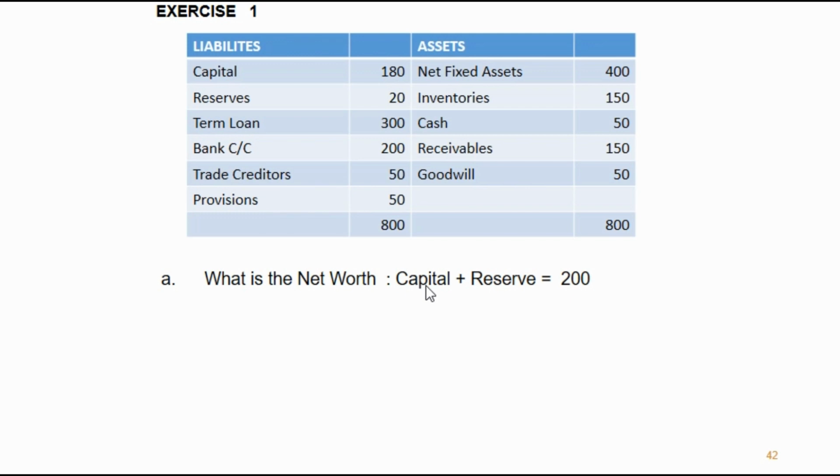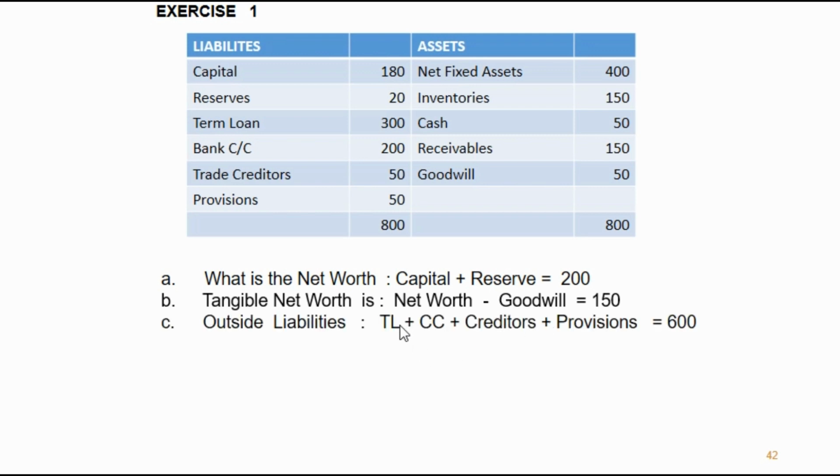What is net worth? Capital plus reserve, 180 plus 20, 200. Okay. Tangible net worth is net worth minus goodwill. We have calculated net worth is 200. Now we'll subtract goodwill, 50. So 200 minus 50 is 150.